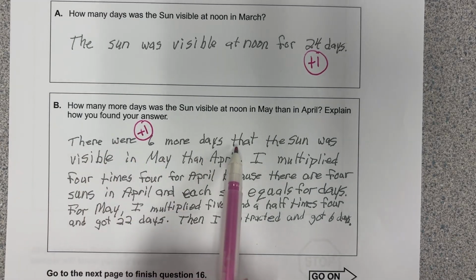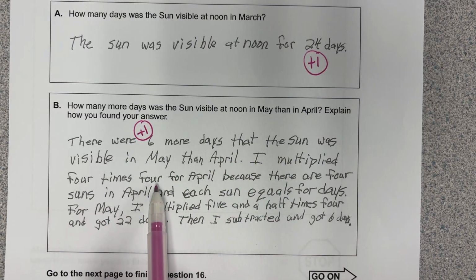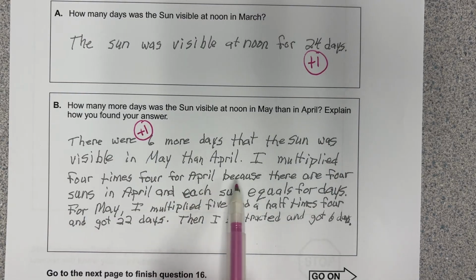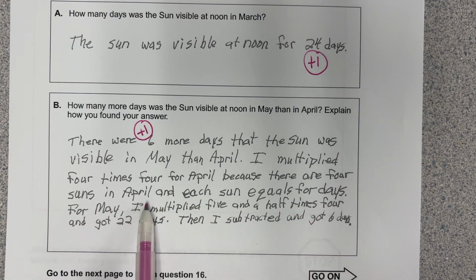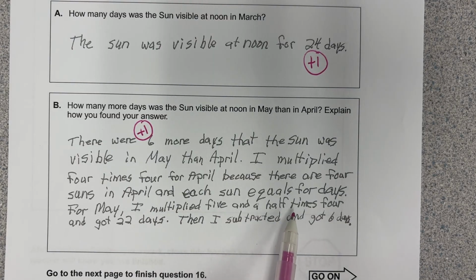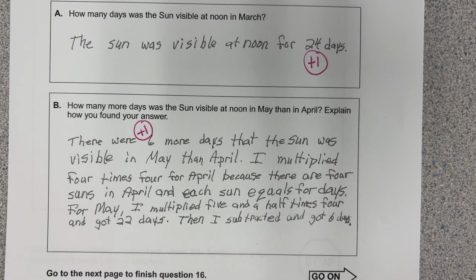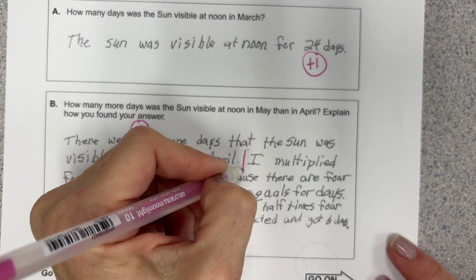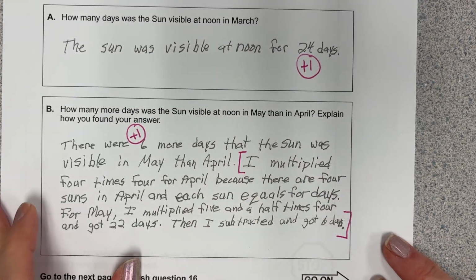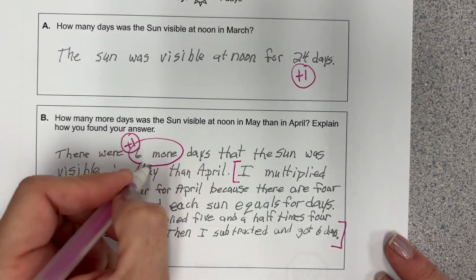Okay, there were 6 more days that the sun was visible in May than April. I multiplied 4 times 4 for April because there are 4 suns in April, and each sun equals 4 days. For May, I multiplied 5.5 times 4 and got 22 days. Then I subtracted and got 6 days. So pause the video and let me know if you think from here to here is a complete and supportive explanation of how this student got 6 more days.